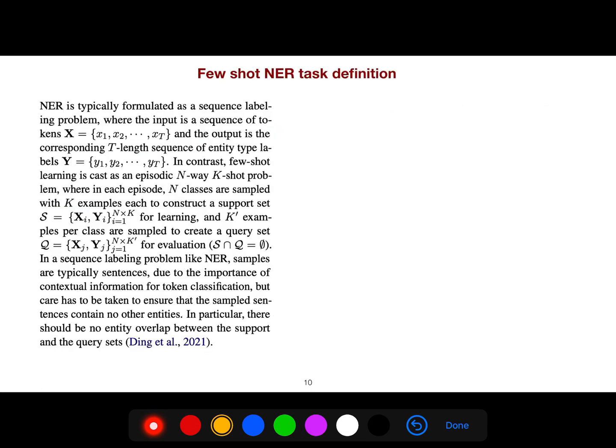NER is typically formulated as a sequence labeling problem where the input is a sequence of tokens and the output is a corresponding T-length sequence of entity labels. In contrast, few-shot learning is cast as an episodic N-way K-shot problem, where in each episode N classes are sampled with K examples each to construct a support set. And of course, we have a query set; we may have more than one query. In a sequence labeling problem like NER, samples are typically sentences due to the importance of contextual information for token classification, but care has to be taken to ensure that the sampled sentences contain no other entities. In particular, there should be no entity overlap between the support and the query sets.